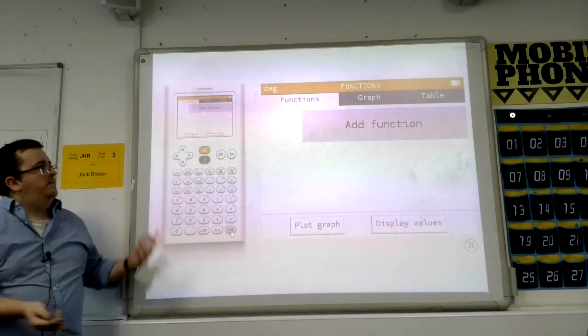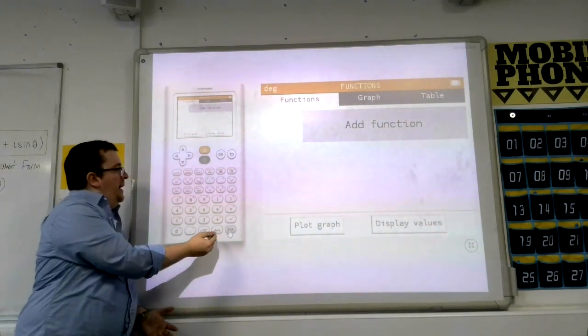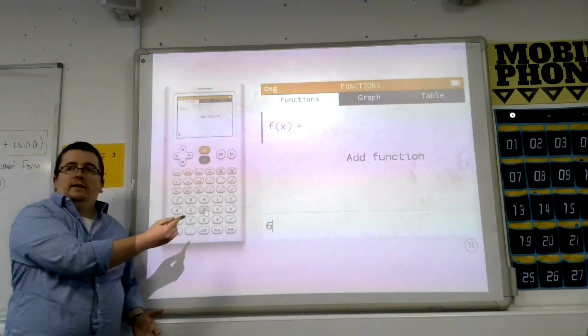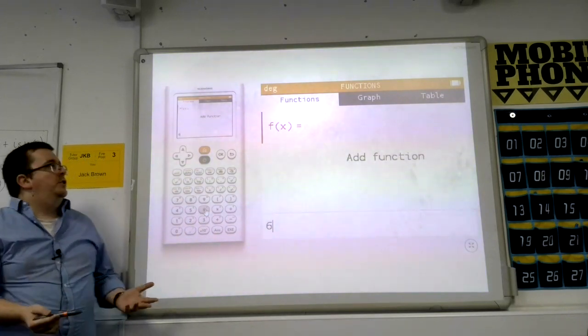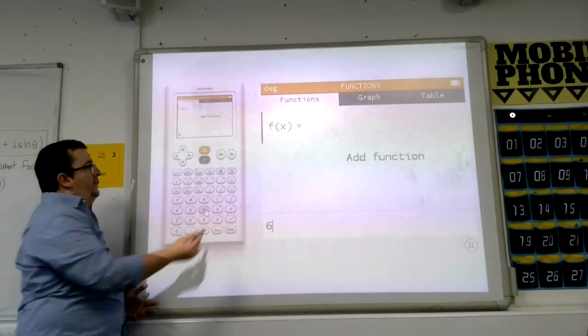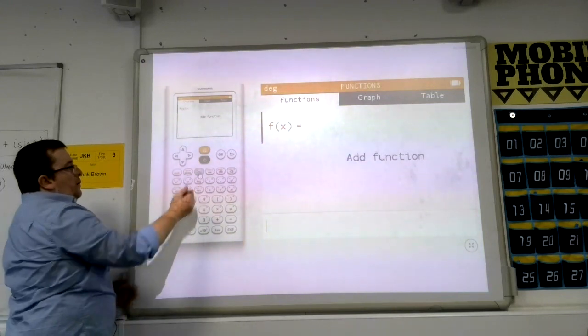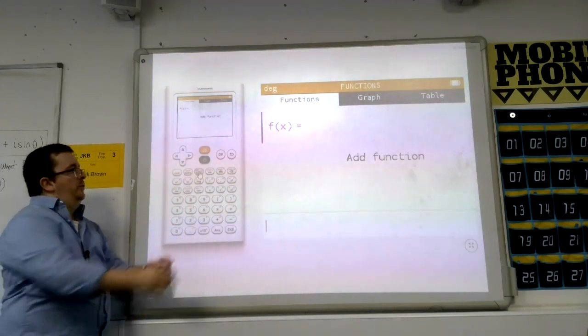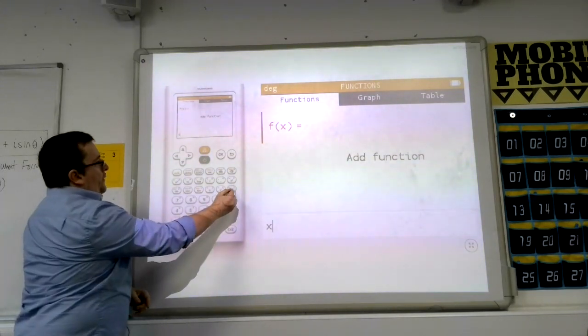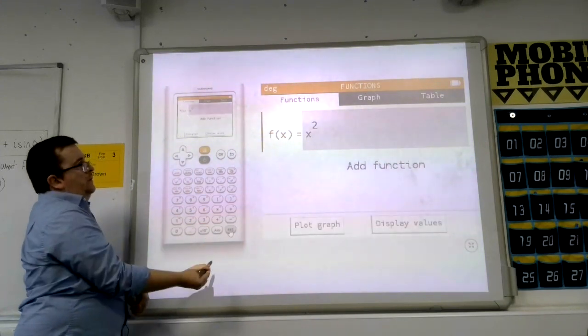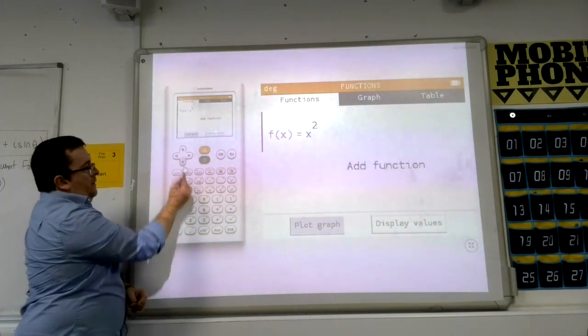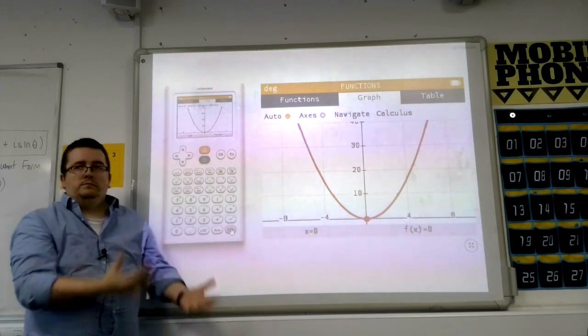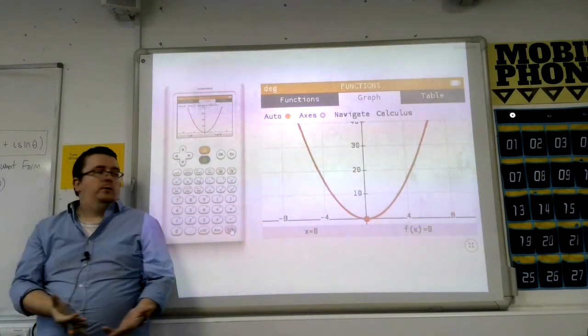Okay, so, right, add a function. Now, you can actually start typing in immediately rather than pressing the execute. You can do that shortcut there. So let's say I wanted x squared. So there's a button up here that has all your variables, x and squared. Plot graph. There it is. Okay, y equals x squared.